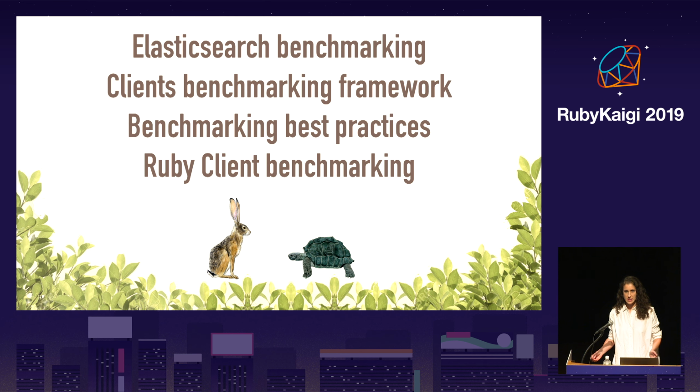So the rest of this talk is going to be looking at those two other ingredients. The Elasticsearch server, how it benchmarks itself, and then how the client's benchmarking framework was built and what it looks like in the Ruby client. We'll look at Elasticsearch benchmarking, the client's benchmarking framework, and benchmarking best practices, which again you can apply to any language, to any software you write, and we'll look at the code in the Ruby client.